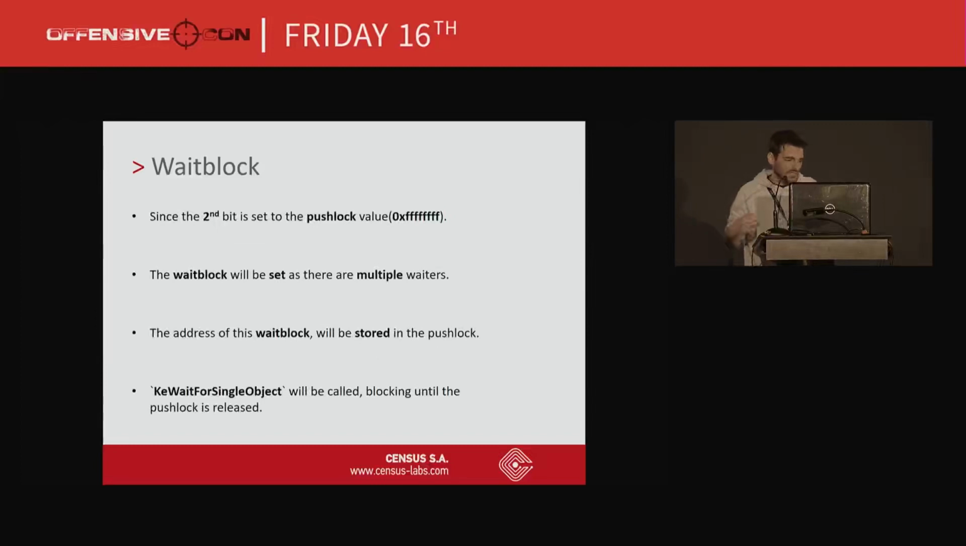Now, as you recall, in our case, our push lock has a value of 0xFFF, and ExfAcquirePushLockExclusive checks if the second bit is set to that value, and if it is, we'll set the wait block as there are multiple waiters. So the address of our wait block is going to be stored in the push lock. So now our push lock, instead of having a value of 0xFFF, is going to have the address of our wait block. Then KeWaitForSingleObject will be called, blocking until our push lock is released.